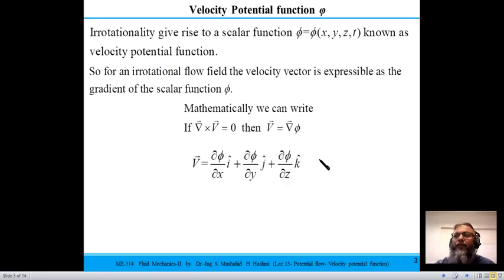As we know, the velocity is the gradient of that scalar function, where the gradient operator is ∂/∂x in the i direction, ∂/∂y, ∂/∂z. Since phi is a scalar, if you take the gradient, the resultant is a vector. Velocity is a vector. So phi here is a scalar function, and if you take its gradient, you are going to get a vector, and here the vector is the velocity vector.